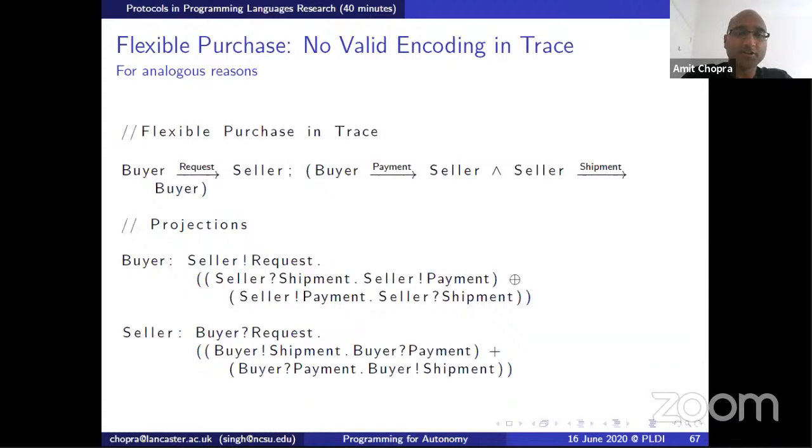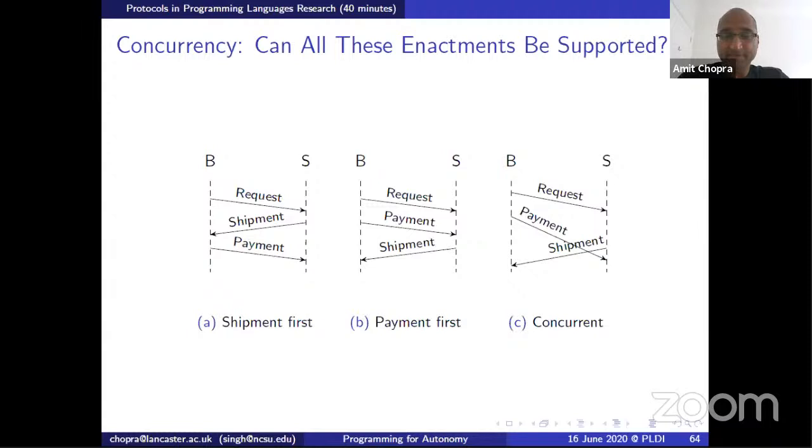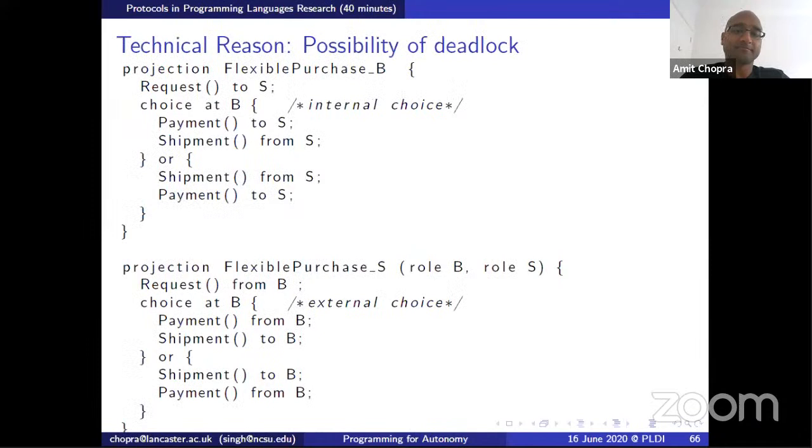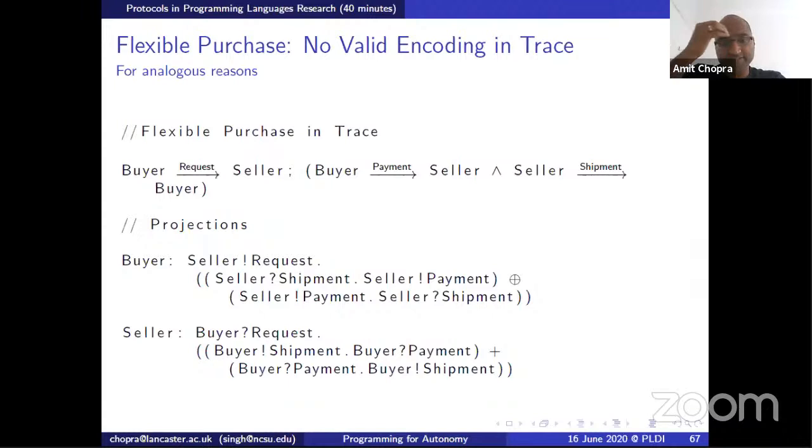So although you can encode flexible purchase, concurrent actions in BSPL, it is not possible to encode them in these other protocol languages. And I think that there are good reasons. So we looked at the notion of safety in BSPL, that BSPL rejects the idea that an enactment could produce two bindings for the same parameter.